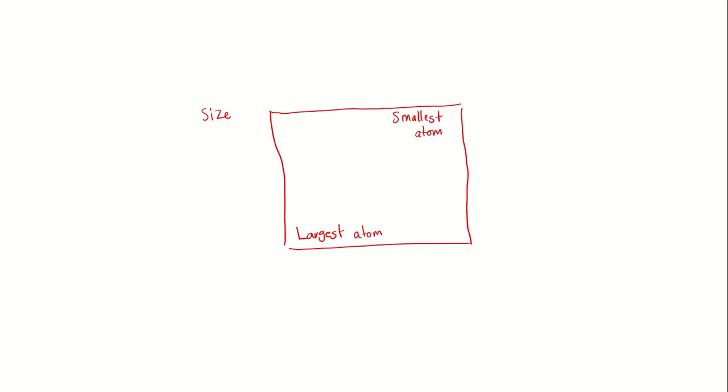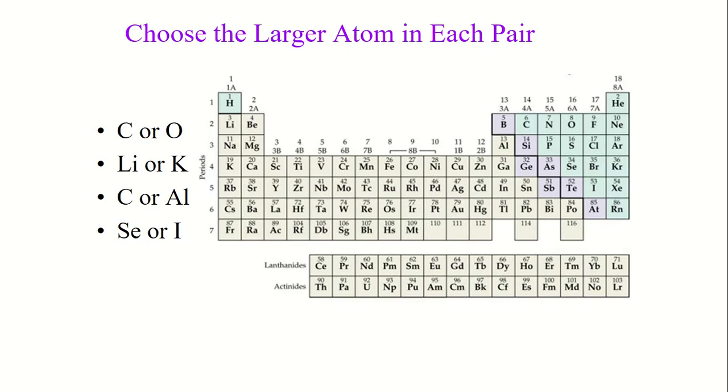Let me work on a couple examples based on this one. The question says, choose the larger atom in each pair. Carbon and oxygen. They are placed in one period.